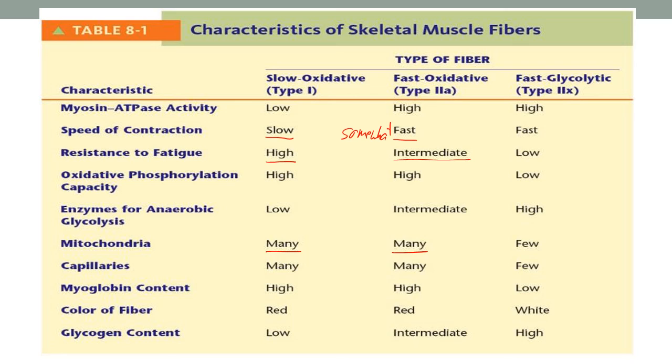The fast glycolytic is very fast, but it has low resistance to fatigue. It has few mitochondria. It's going to work fast, and it's going to fatigue fast.